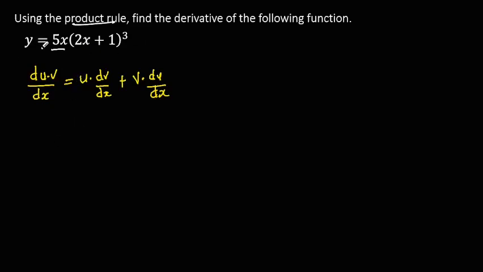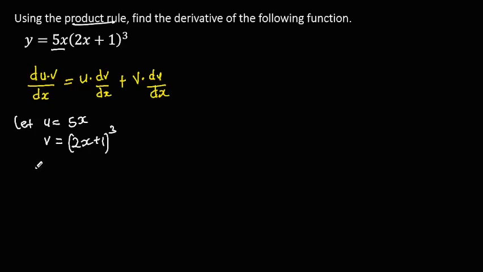In the function given, the u is normally the first function of your composite function of y. So in this case, as you can see here, 5x is the first function and (2x + 1) raised to power 3 is the second function. So you're going to say let u be the first function, which is going to be 5x, and v is going to be the second function, which is (2x + 1). You close the brackets, then you raise it to the power of 3.